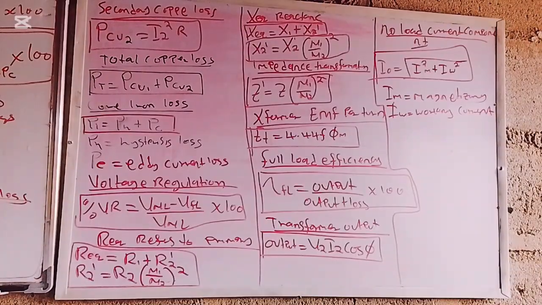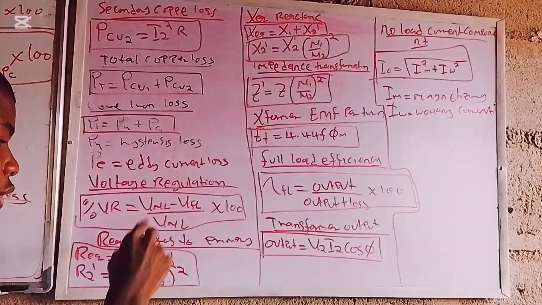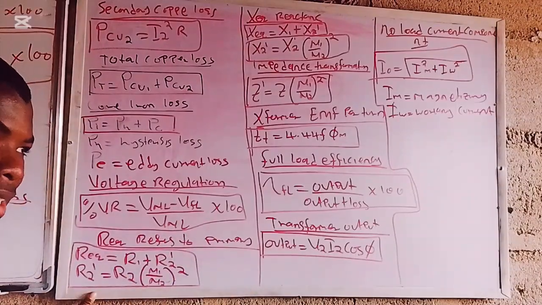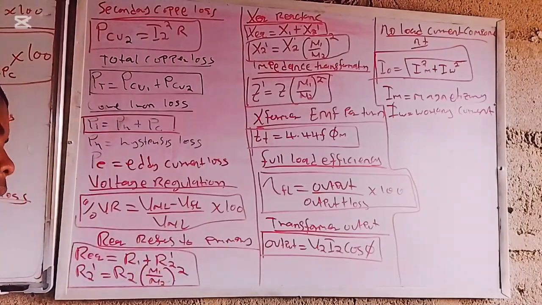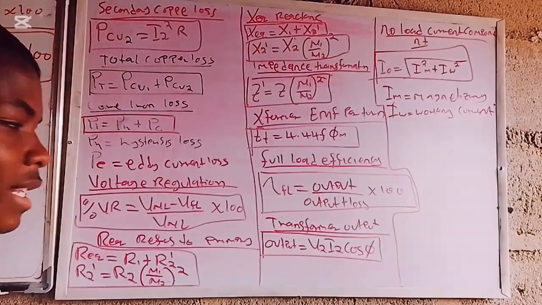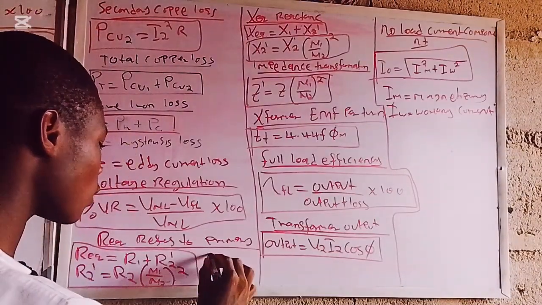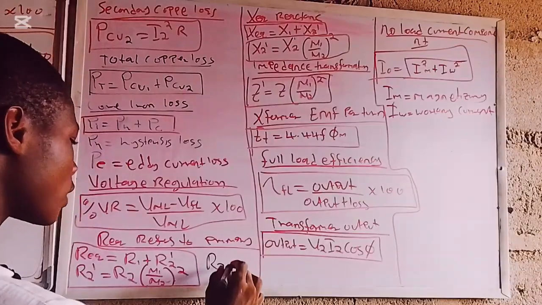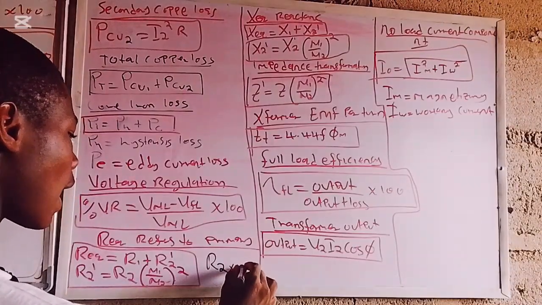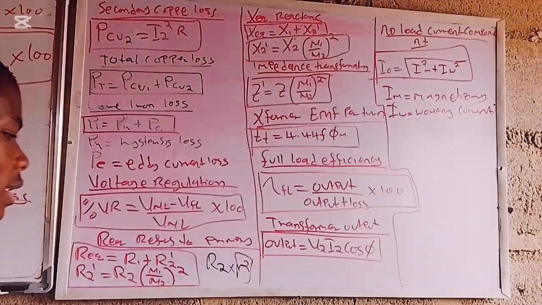And we have the R equivalent. The equivalent resistance referred to primary is R1 plus R2 prime, and R2 prime is the same thing as R2 multiplied by N1 over N2 squared. It means I can say it's R2 multiplied by R squared, where R is the turn ratio.